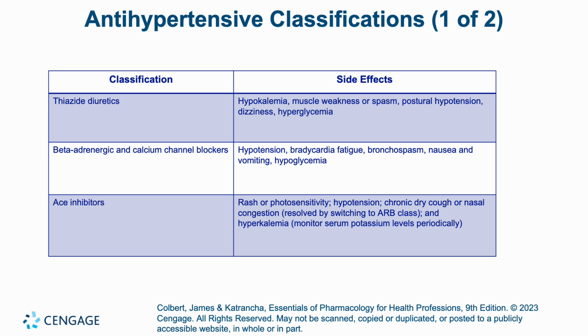Sometimes they are more specific to beta 1, beta 2, sometimes they are not. And so this can cause bronchospasms in the lungs. That's one of the side effects listed here because there's also beta receptors in the lungs. Hypotension, bradycardia, fatigue, nausea, vomiting, and hypoglycemia.